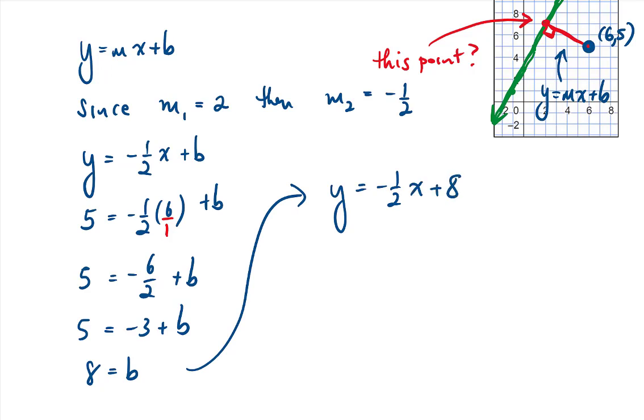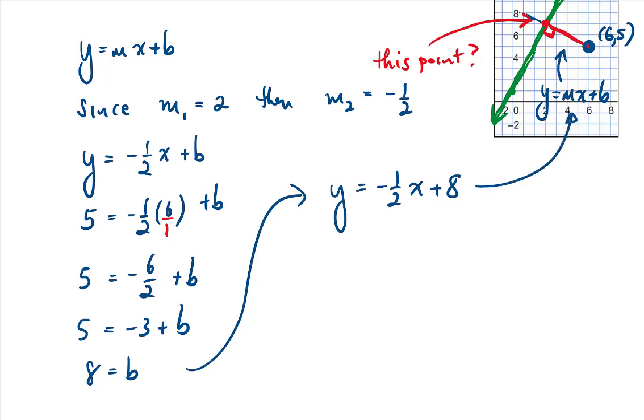And if we look closely at the red line, if I was to extend that line, it looks like it's going to hit the y-intercept of 8. And it definitely has a negative slope. So this is the equation of that red line.